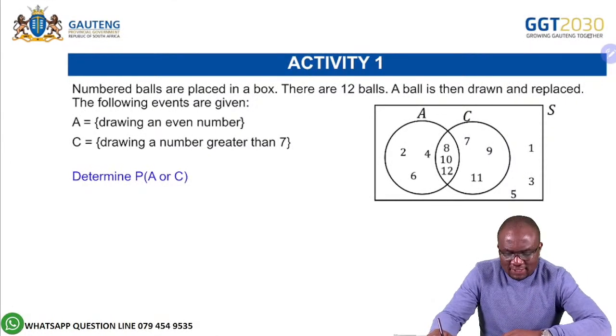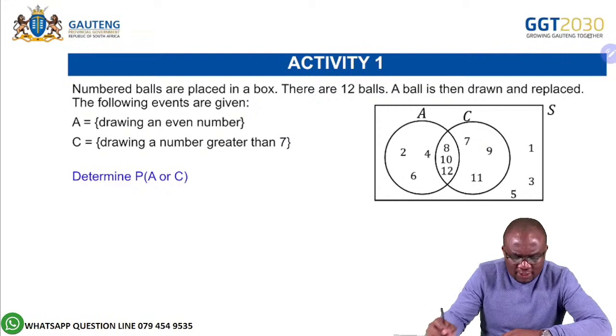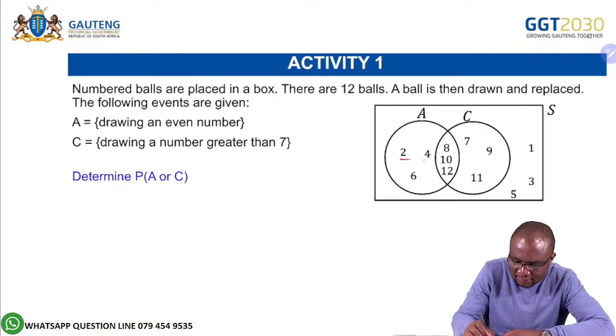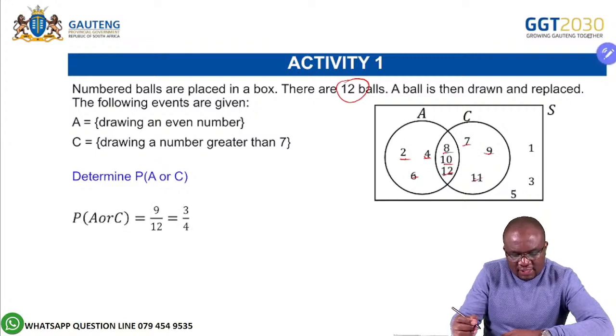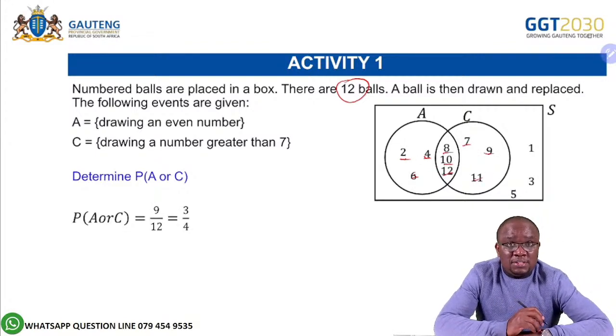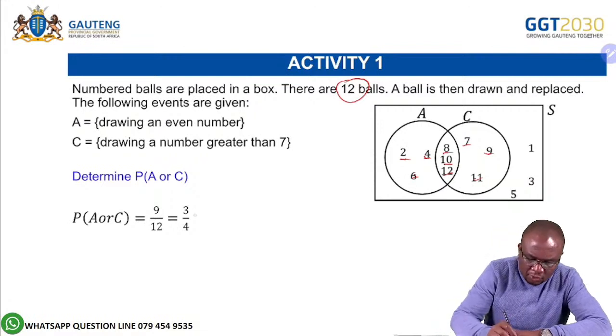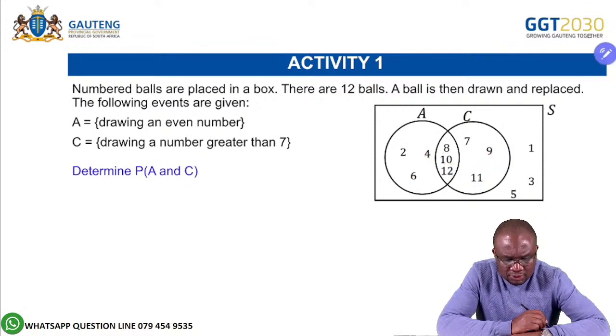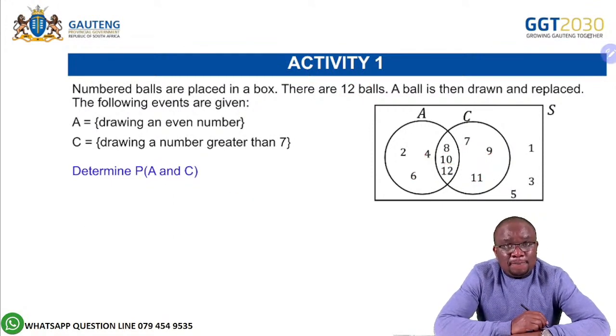Right, welcome back, grade 10s. What did you get? Let's mark our work. Probability of A or C. Which items are we counting here? These items. Out of how many? 12. So we count 1, 2, 3, 4, 5, 6, 7, 8, 9. It means it is 9 out of 12, which reduces to 3 out of 4. Mark your work. Did you get it right? Okay, good.